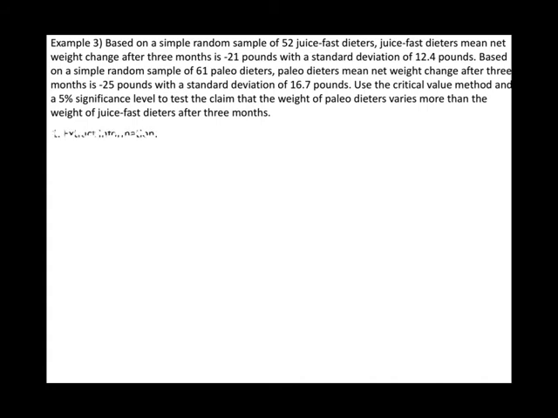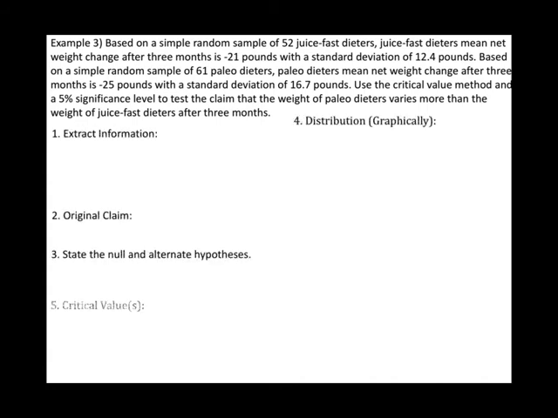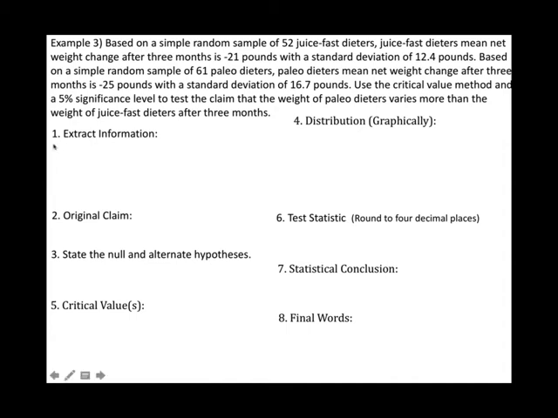Example 3. This example will be using the critical value method and 5% significance level to test the claim. So I want you to try numbers 1, 2, 3, and 6. Okay, 1, 2, 3, and 6. Numbers 4, 5, 7, 8, we're going to do together. So with the questions, again, state which one is going to be your population 1 and which one is going to be your population 2. And also read the question carefully: are they working on standard deviation or variance?